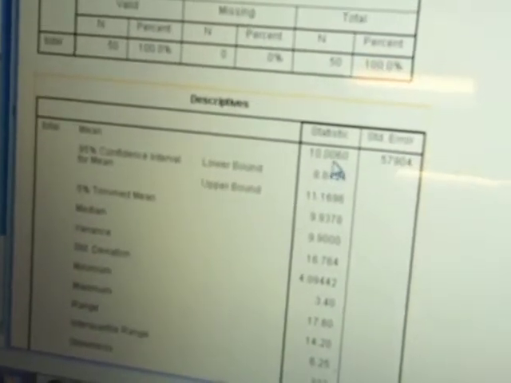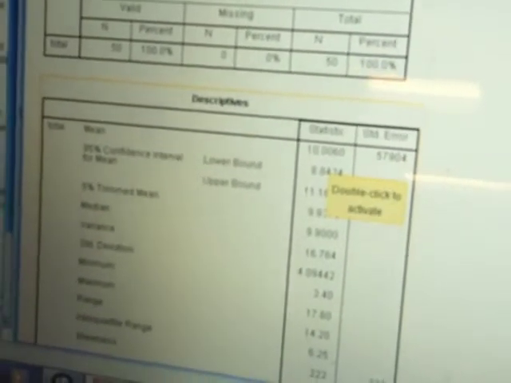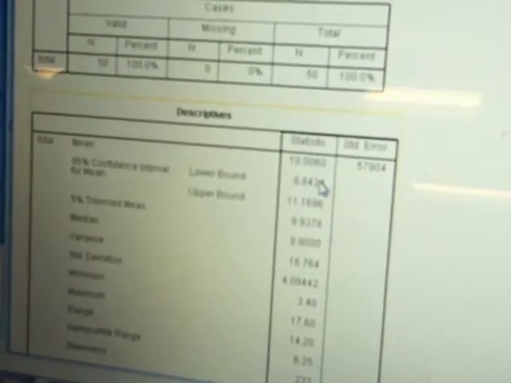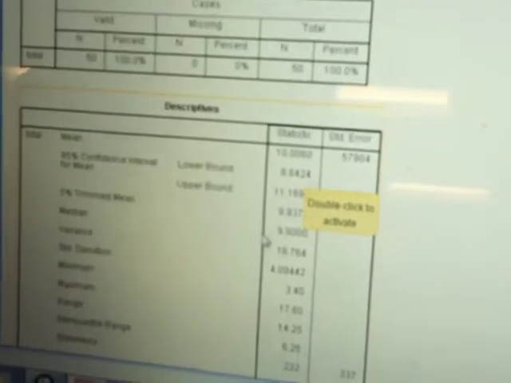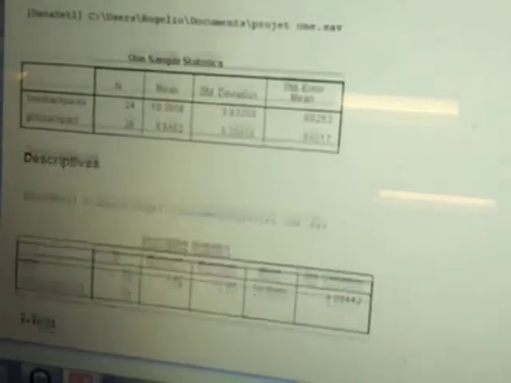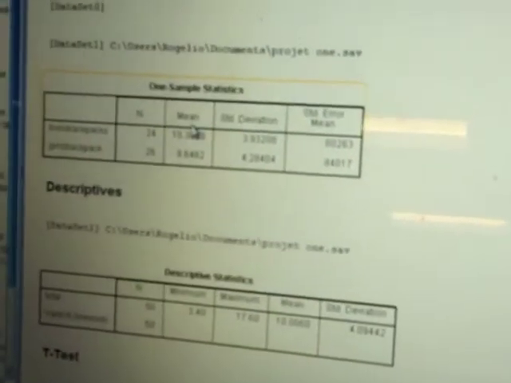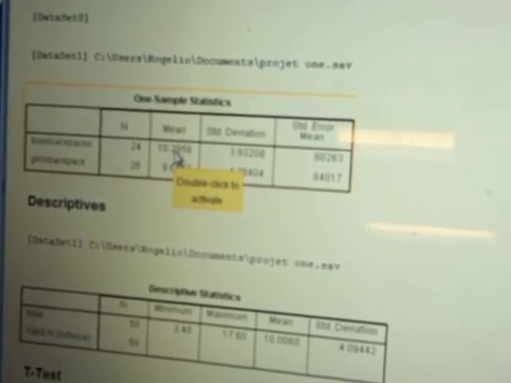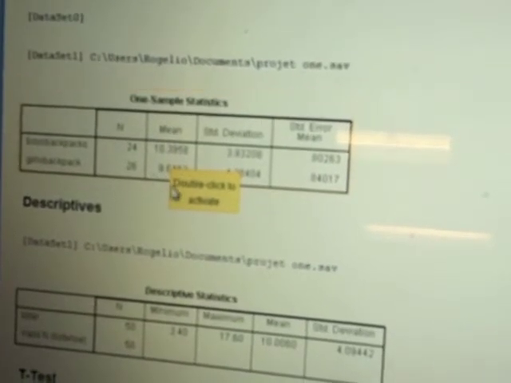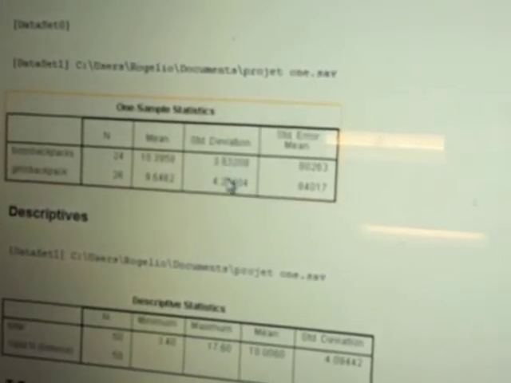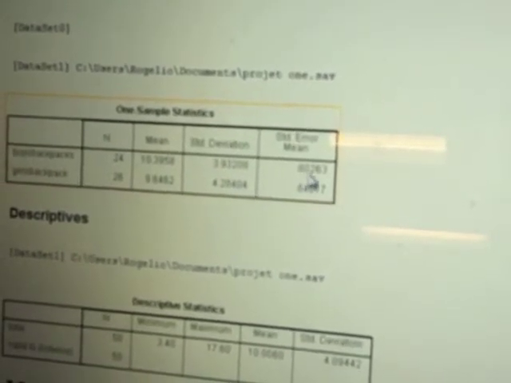Here's where we have the mean of the total. That's going to be 10.006, and we have the standard deviation, confidence interval, and for individual ones we have to go through right here. For men's, the individual weight mean was 10.39, and for girls was 9.6. The standard deviation was this one right here, and this is our percent error.